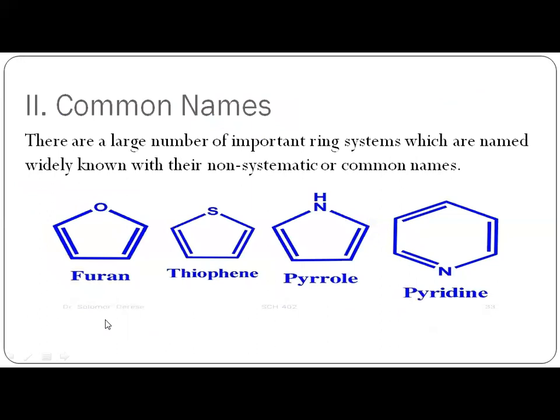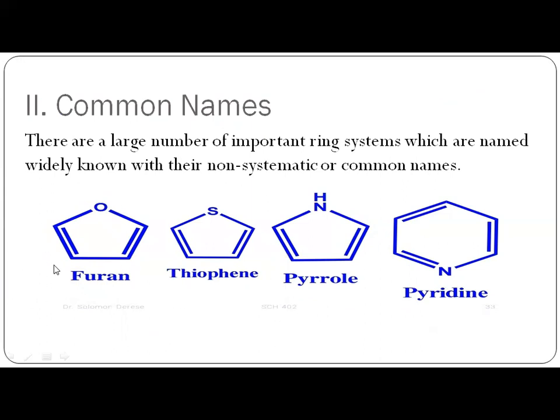Okay, next are the common names. There are a large number of important ring systems which are widely known by their non-systematic names, which we can also call common names or trivial names. Here are some examples.